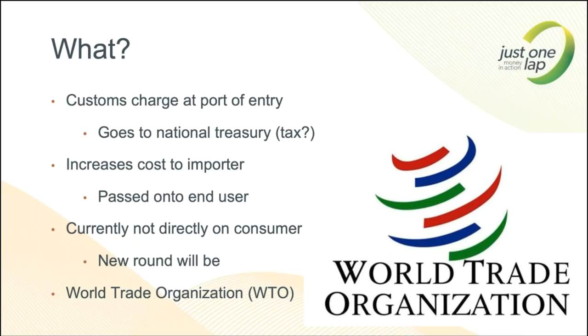So what are we looking at when we look at a tariff? We've got a customs charge at port of entry. A good is imported into the U.S. If it's a certain good from a certain location, it then has an additional charge added onto it, and that charge essentially goes to national treasury. Basically, it is a tax, and it does go into the treasury. But what it does is increase costs to importers, and that obviously ultimately gets passed on to the end user.